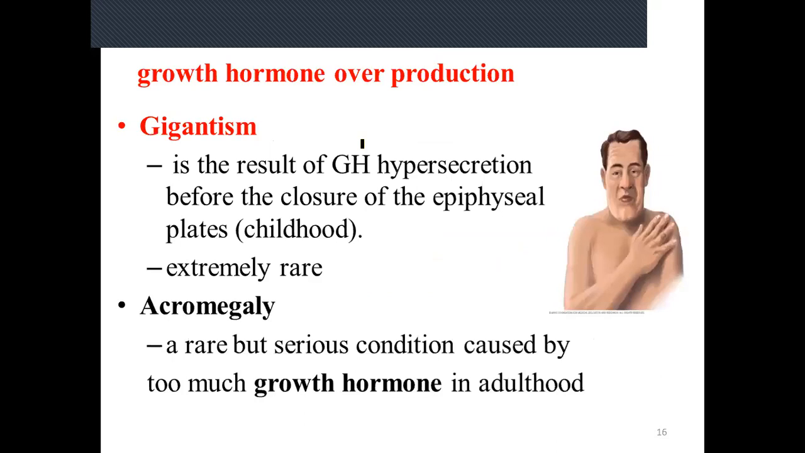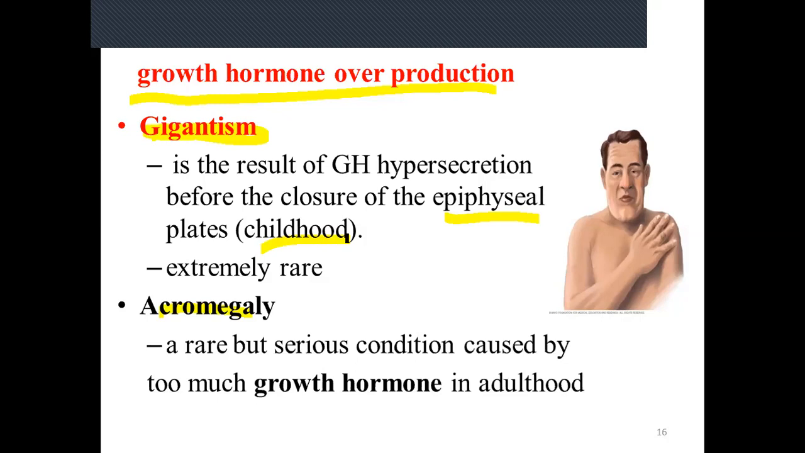So today, let's look at growth hormone overproduction. Growth hormone overproduction can lead to gigantism and acromegaly. This condition usually occurs before the closure of the epiphyseal plates. Before the closure of those plates, during childhood, the patient will have excessive linear growth, because that is the most common condition.